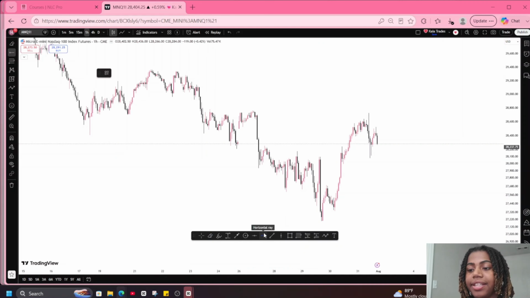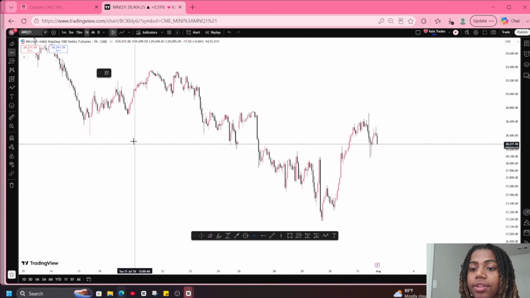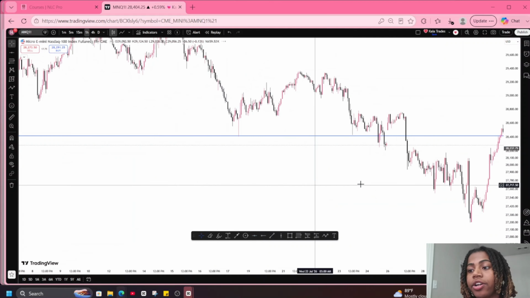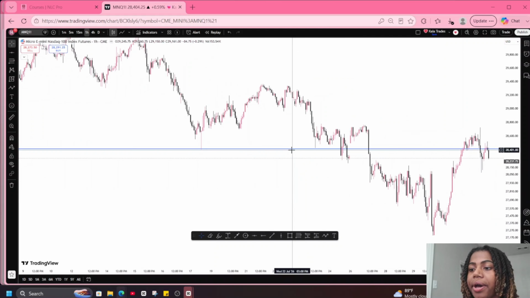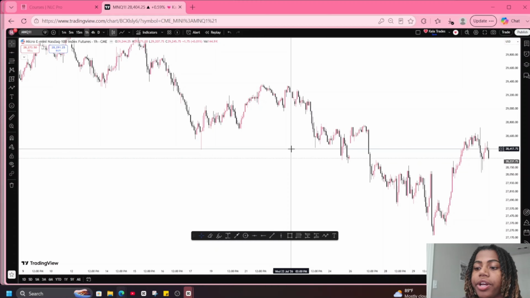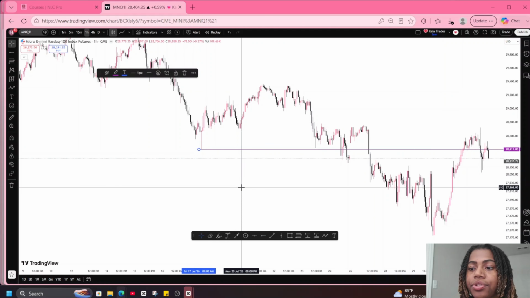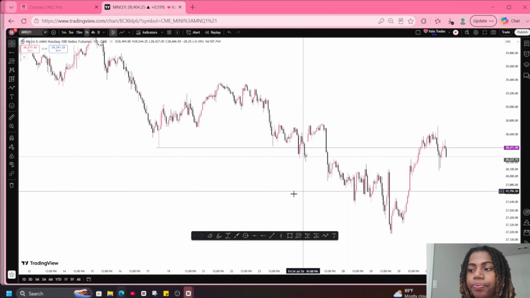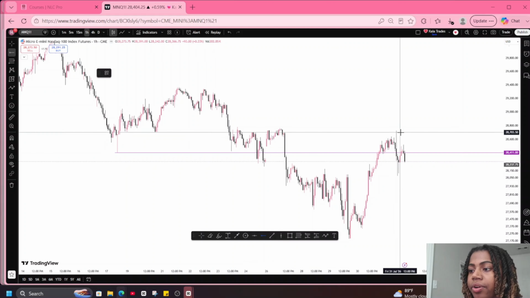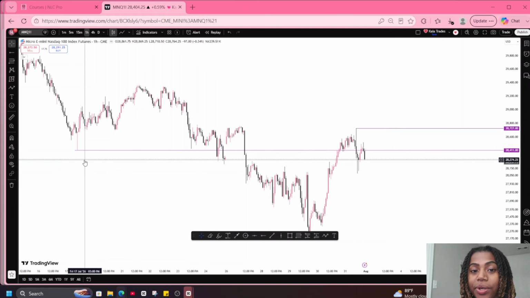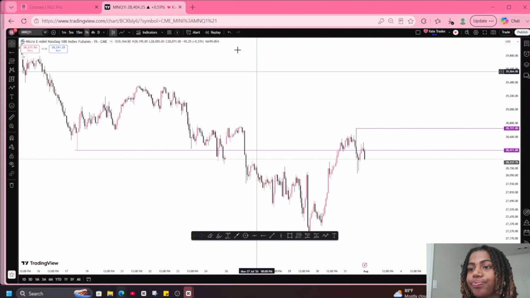Okay, next up we have this horizontal ray. Very similar to the horizontal line. The horizontal line will go all the way from left to right, no matter how far back you are, no matter how far forwards you are. But our ray will only start where you first put it. So if I put it right here on this candle, it'll start at this candle and then push forwards. If I start at this candle way over here, it'll start at this candle and then push forwards. Still a really cool tool to have. I keep it on there for liquidity purposes, just like this.